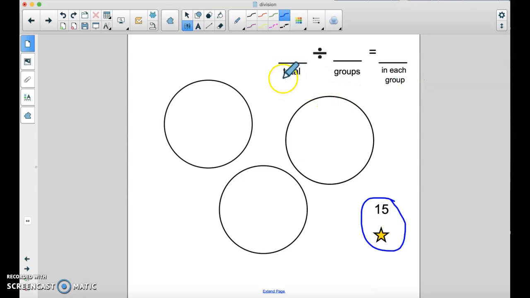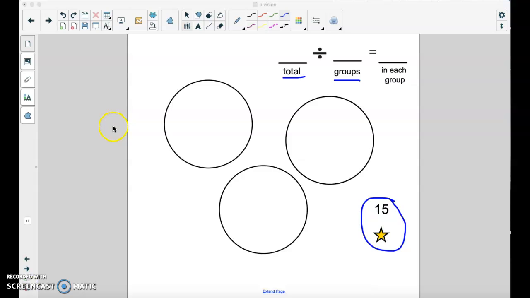So I have my total. I think I know what my total is. I have my groups ready, but I don't know how many are going to be in each group yet until I pass them out. So I want you to write what number is going to go here, what number is going to go here, and leave this one blank. So push pause and do that now.